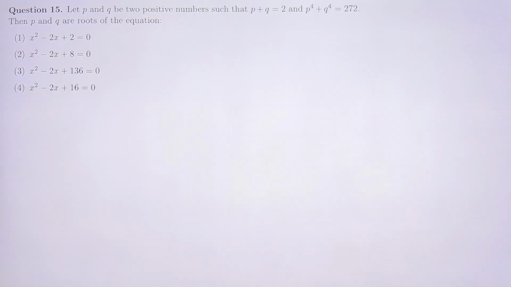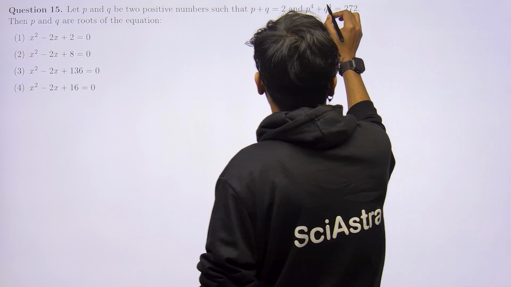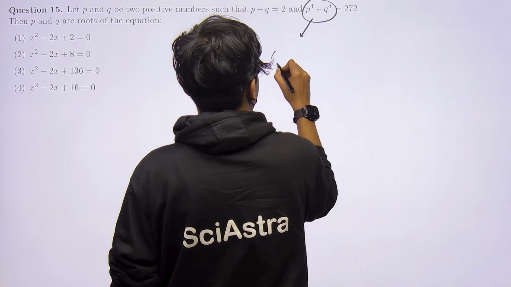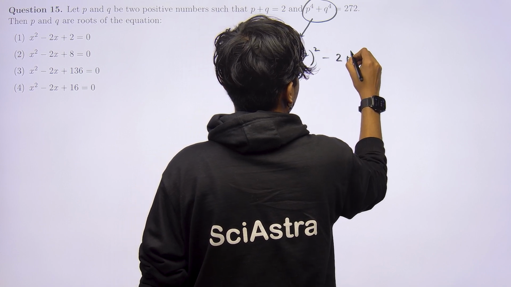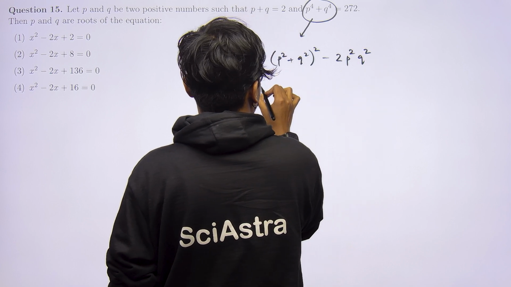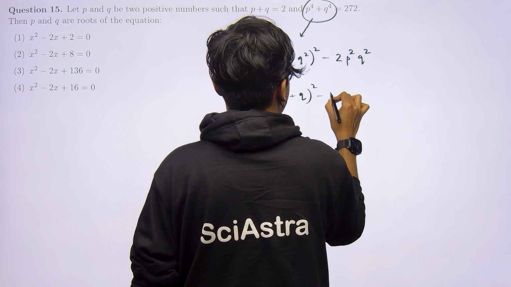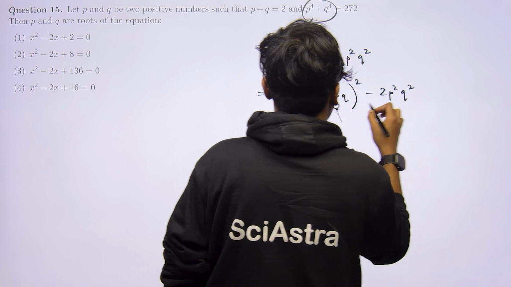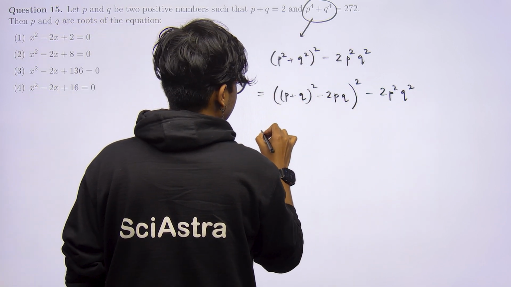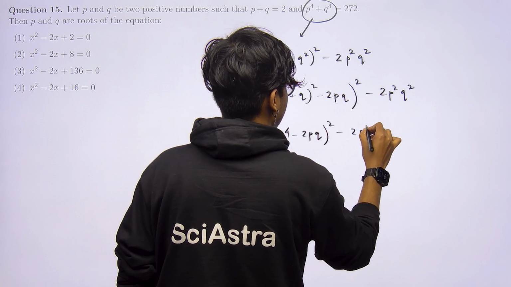Coming to the next one, let P and Q be positive numbers such that P plus Q is equal to 2 and P power 4 plus Q power 4 is 272. Then P and Q are roots of which equation? So starting off with this, you can rewrite this as P square plus Q square whole square minus 2 P square Q square, right? And this can be further written as P plus Q whole square minus 2PQ, this thing squared, minus 2P square Q square. Now you have the value of P plus Q given to you, it's 2, right? So this is nothing but 4 minus 2PQ whole square minus 2P square Q square, right?